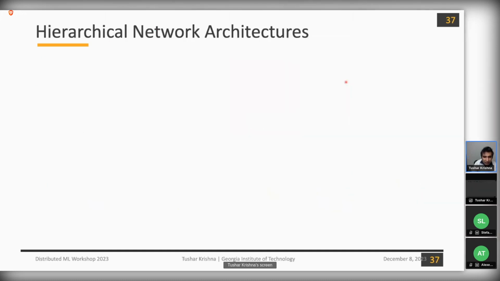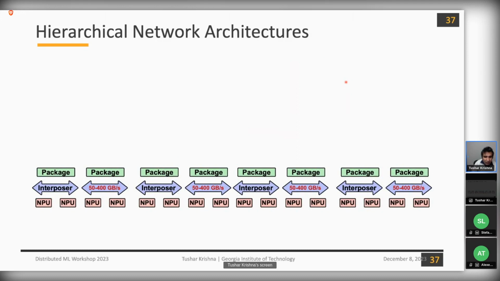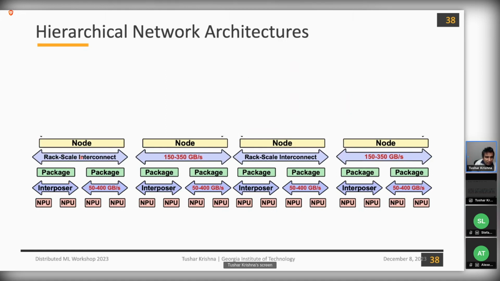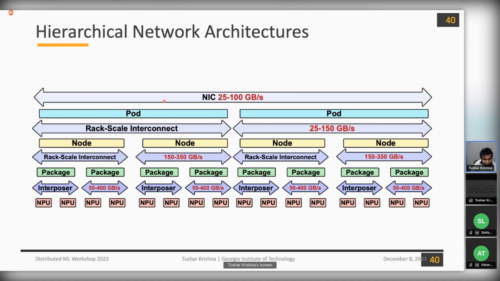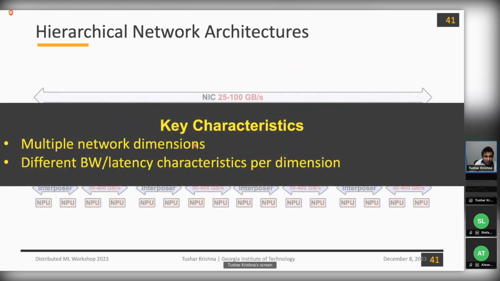What we envision and expect is that in the future, you will have systems with some set of NPUs connected on package with advanced packaging technologies like interposers. Then you connect these packages via rack scale interconnects to create nodes, maybe create larger pods, and then finally use scale out using NICs. Again, these are just example bandwidths for these different technologies that we found from literature. But the key takeaway is that future systems are expected to have multiple network dimensions, typically with different bandwidth and latency characteristics per dimension.